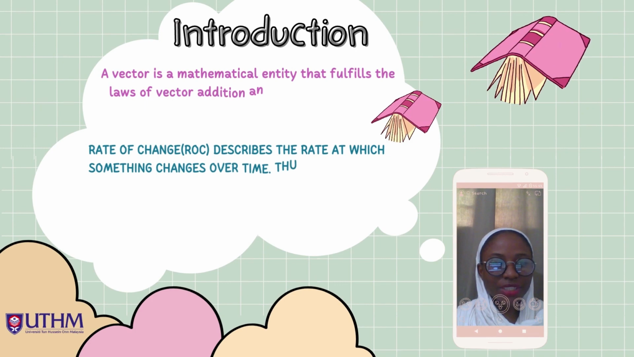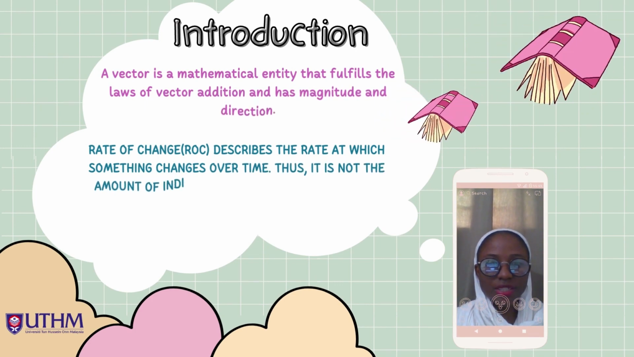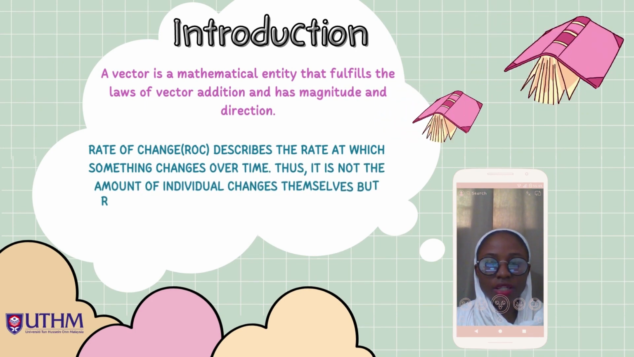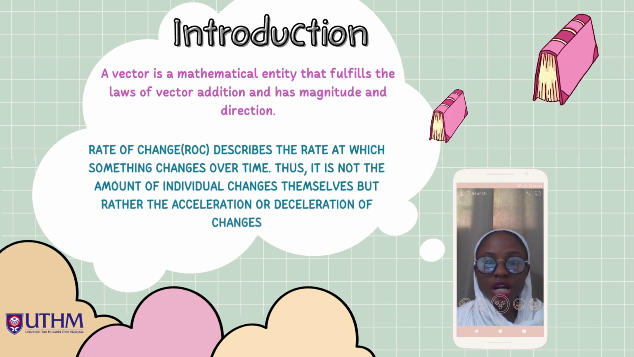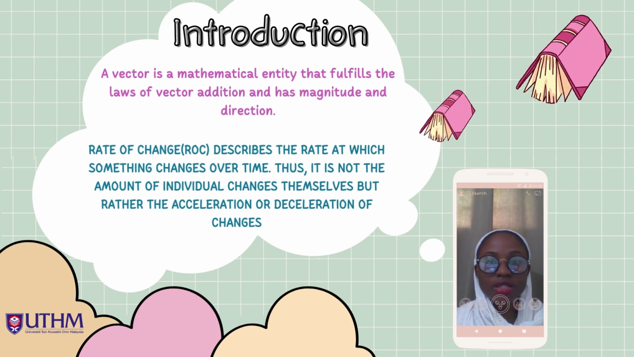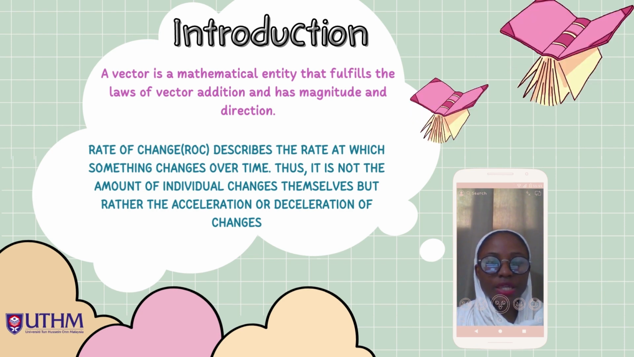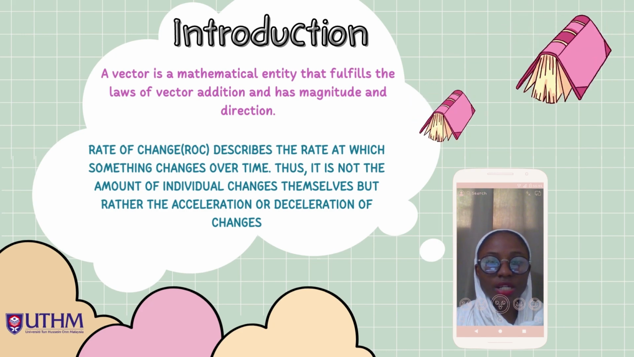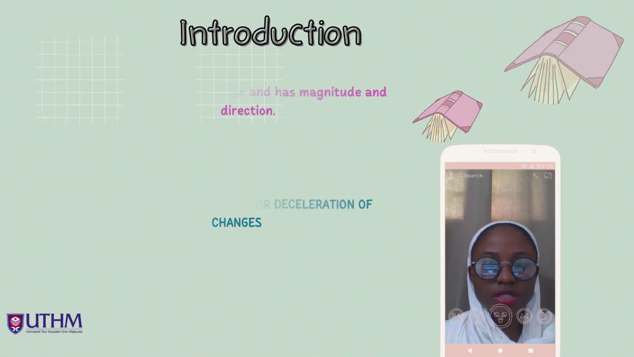For introduction, a vector is a mathematical entity that fulfills the law of vector addition and has magnitude and direction. Rate of change describes the rate at which something changes over time. Thus, it is not the amount of individual changes themselves, but rather the acceleration or deceleration of changes.